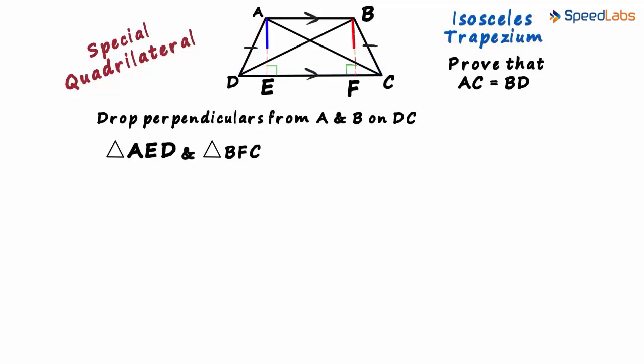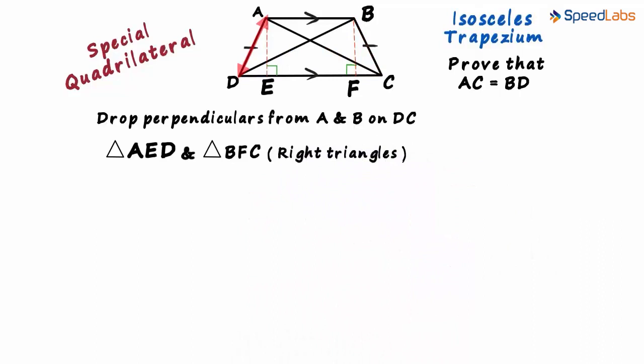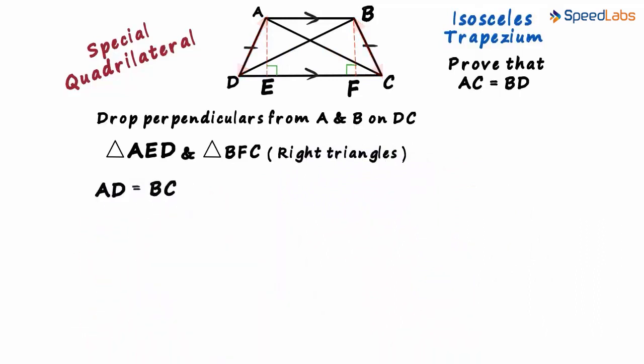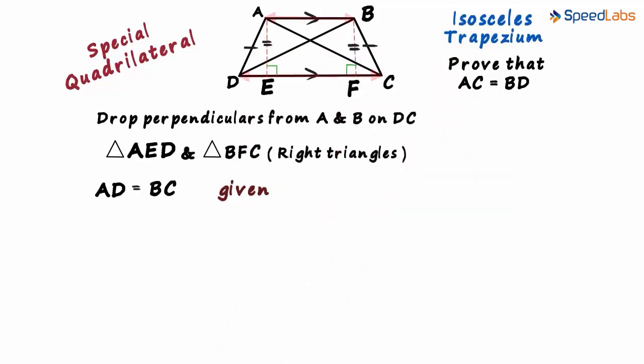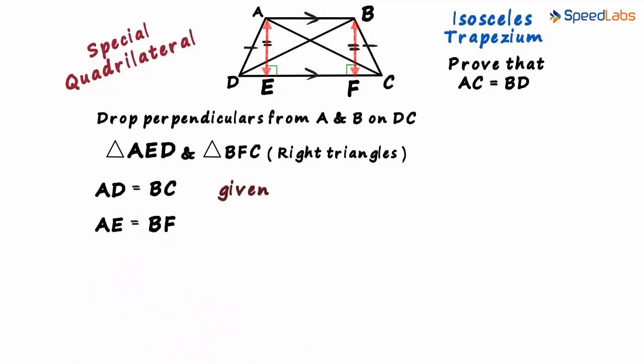Note that the two triangles are right-angled triangles. We know that AD is equal to BC. This data is already given. Now this is the interesting part. We can also say that these two lengths are equal. The distance between two parallel lines is always equal. We can say AE is equal to BF. That's because altitudes between two parallel lines are always equal.